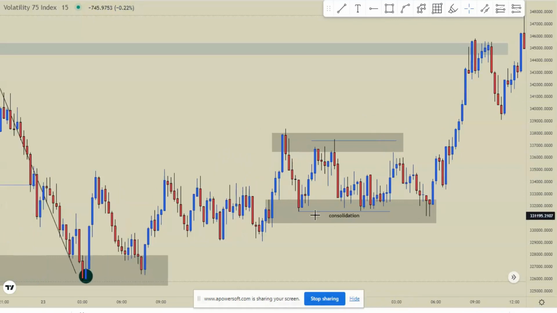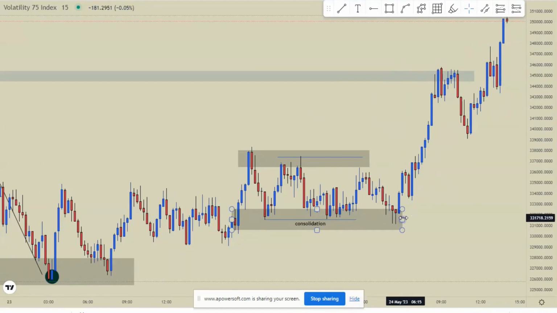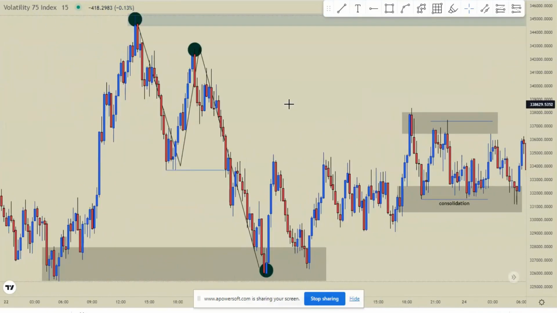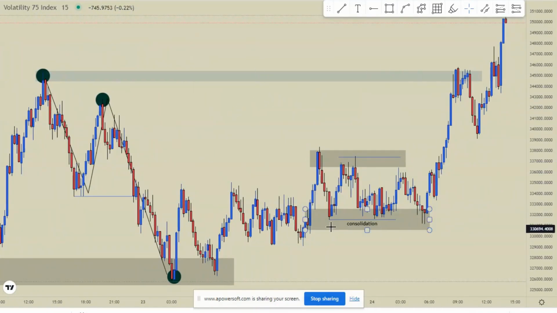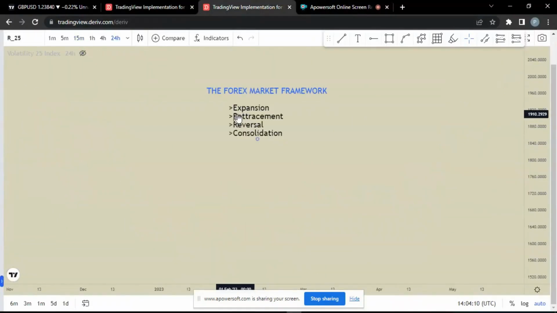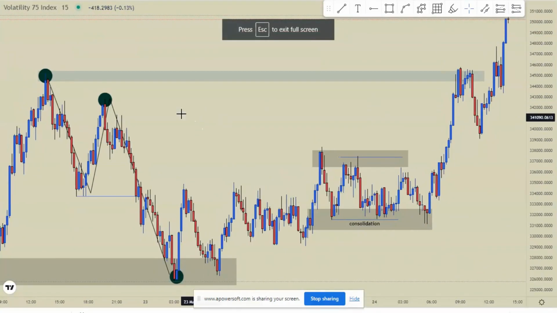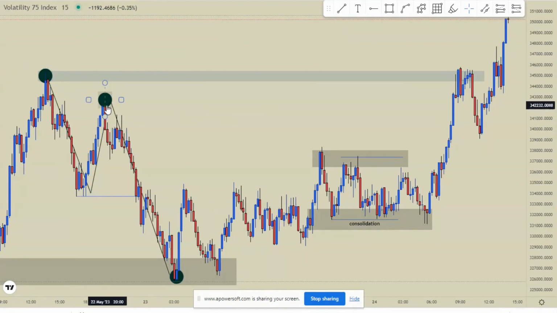Remember, we have to have more expansions, retracements, and then reversals. But then overall, we return back to the area of original expansion. So we completed our cycle. We can call these points expansion, retracement, reversal, consolidation. We've seen them here: expansion to the downward side, retracement.